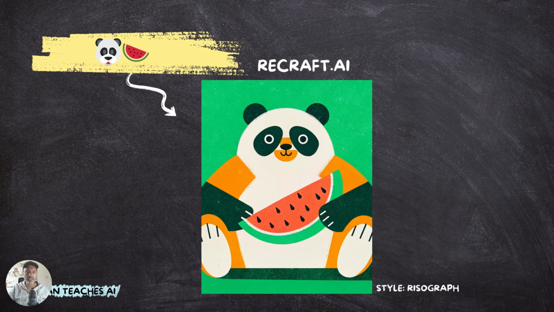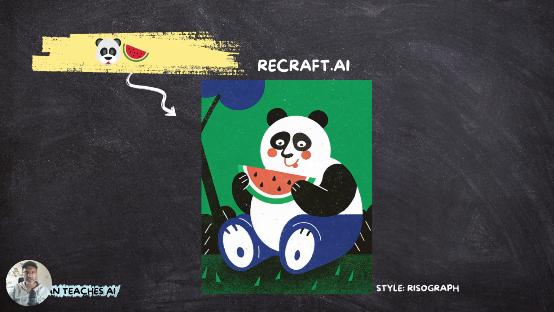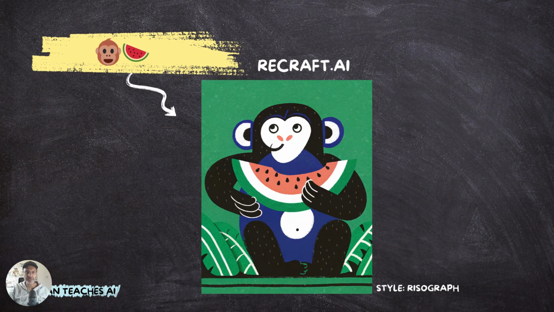Here, I put the panda and the watermelon. The style I used in Recraft is risograph, which I absolutely adore. And it's done this absolutely beautiful image of a panda with a watermelon. It's kind of picked the colors that work with the watermelon. Here's another example of the panda and watermelon. I've set these as my mobile wallpapers because I like them so much. I swapped the animals around. Here's a monkey with a watermelon.